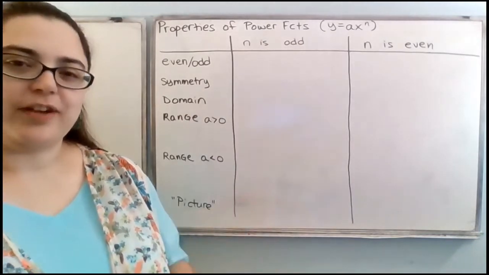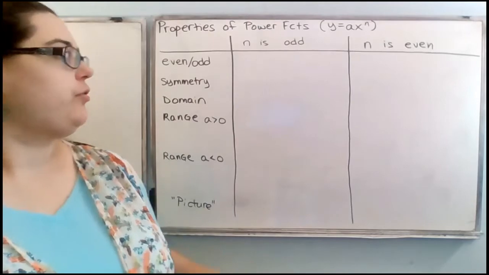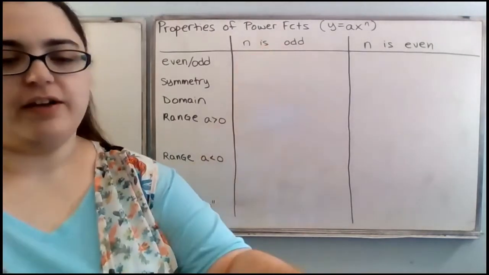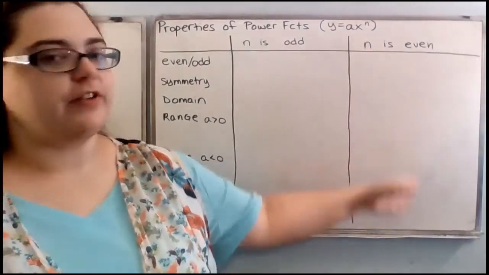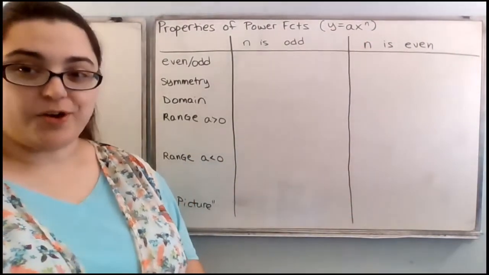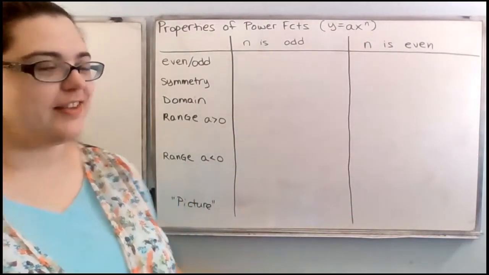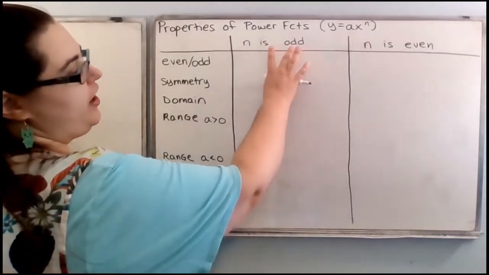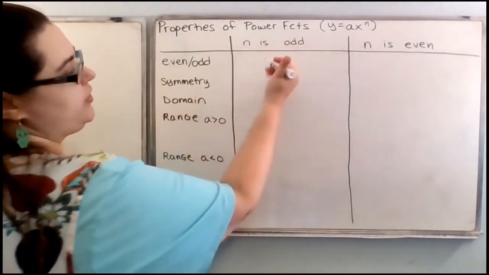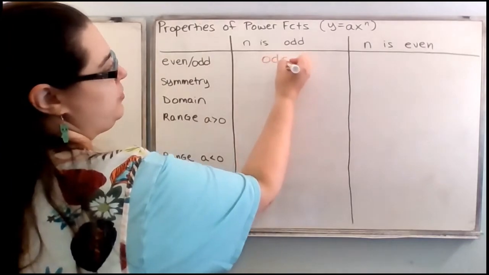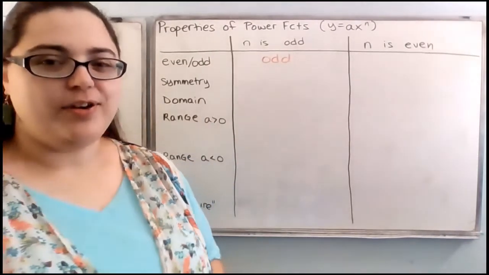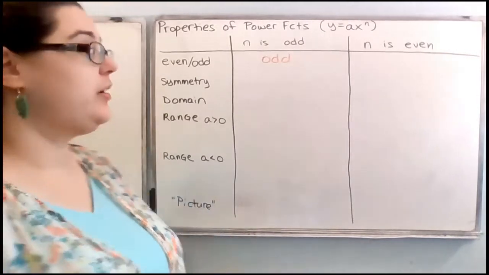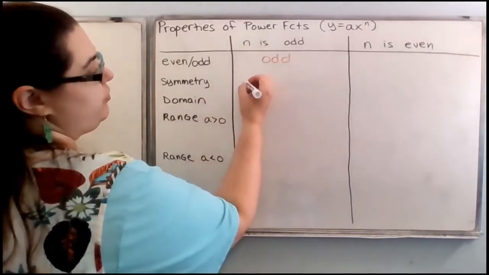Okay, so now that you've got those copied down, let's go through and talk about the features of the odd functions, and then we'll talk about the features of the even functions. So, not surprisingly at all, if we have an odd power function, it's going to be an odd function. Pretty sure that's where they got the terminology from. So, an odd function, you'll remember, is symmetric through the origin.